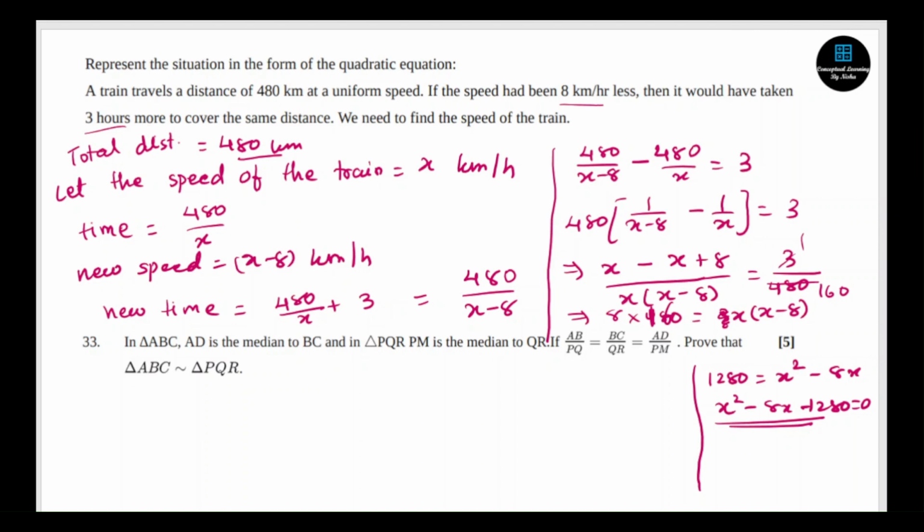Alright. Now the next question. In triangle ABC, AD is the median to BC. Very easy question. See, if you draw two triangles, this is A, B, C. This is the median, which means these two are the same. And in triangle PQR.